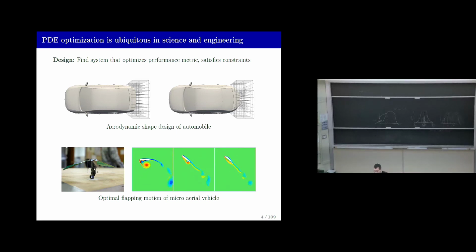If you're designing a car, you want to minimize the drag subject to some operating constraints. You may want to design energetically optimal flapping motions because you're looking to design MAVs, if you're the Department of Defense and you want to do some sort of low-cost reconnaissance and surveillance vehicles.